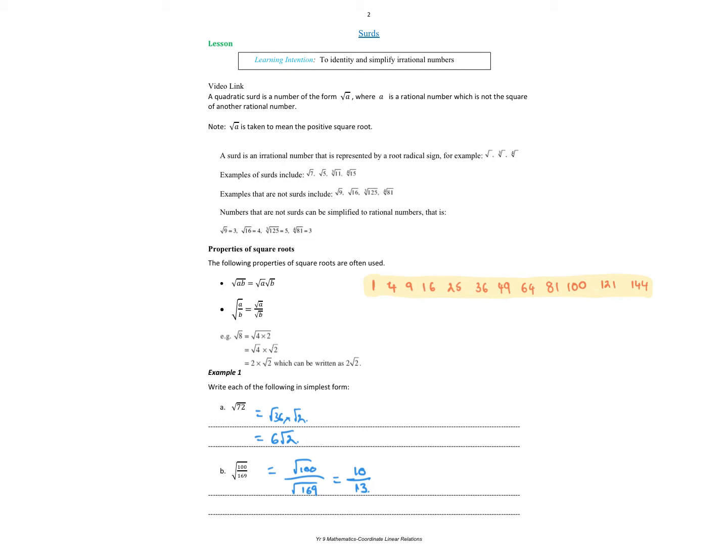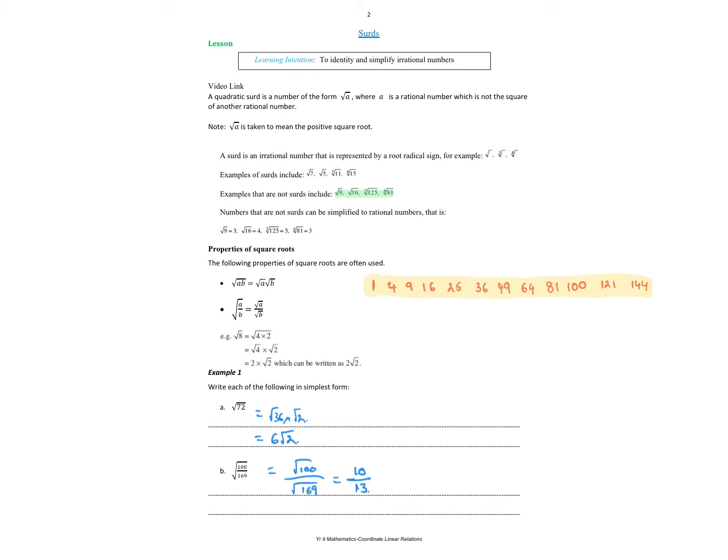So if we think about the square root sign, any perfect square that is under the square root sign can be simplified. If we have a look at these numbers there, square root of 9, 16, cube roots or fourth roots, but we'll keep it to square roots at the moment, they can all be simplified. So in short, any number that is under a square root sign that is not a perfect square is an irrational number or a surd.